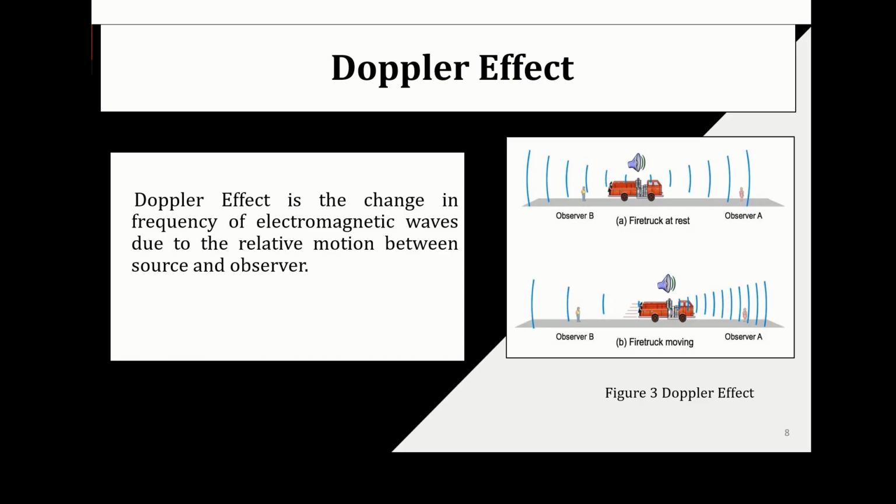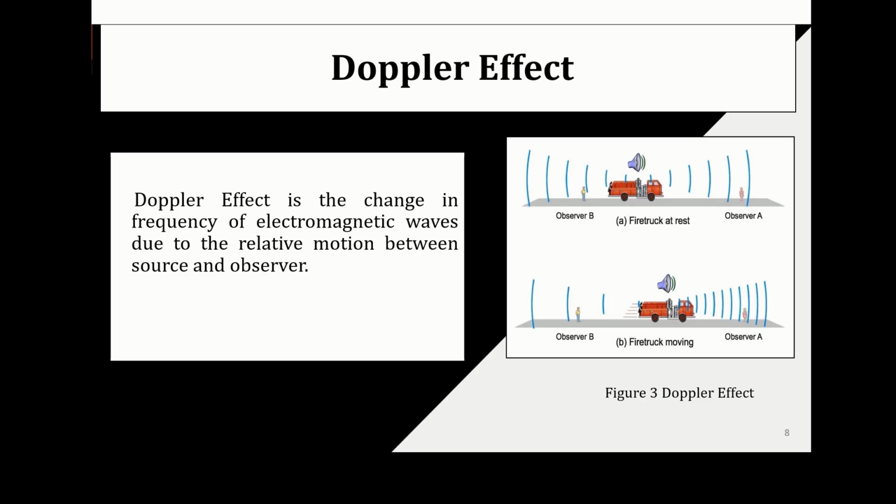And what is the Doppler effect? According to the Doppler effect, when there is relative motion between the source and observer, there will be a change in the frequency of the waves. Why is it written here as electromagnetic waves? It can be electromagnetic waves or sound waves. When either comes and there is relative motion between the source and observer, there will be a change in frequency. This is the Doppler effect.